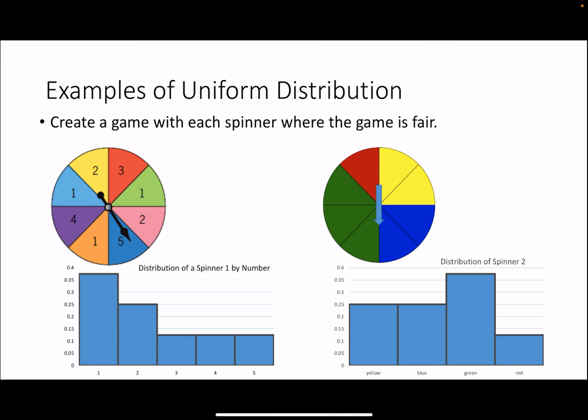All right, so this is an example for you to try out. Create a game with a spinner where the game is fair. So even though the probability is different, you give points, more points for the less probable outcomes, right? And you weight it a specific way such that E of x equals 0, right? Then that's how you create a fair game. Okay, that's something for you to try.